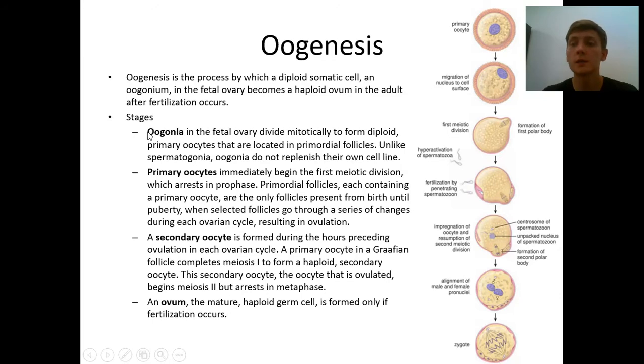Oogonia is a mitotically active cell, so it divides mitotically, multiplies and can be reproduced. But the primary oocyte is the final stage of oogonia. It's impossible to get mitotic division anymore, so it's possible only for meiosis. I hope you remember the difference. Oogonia don't replenish their own cell life. The amount of oogonia produced in the fetal period is a constant amount.